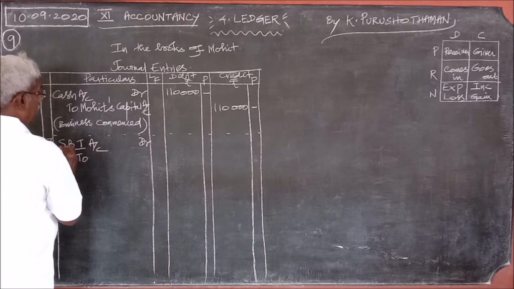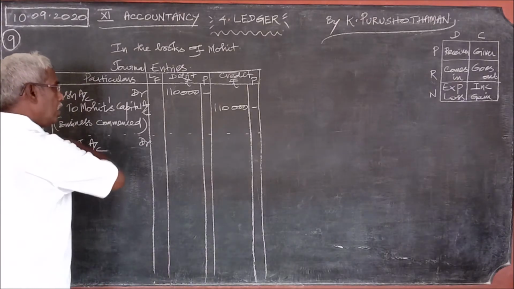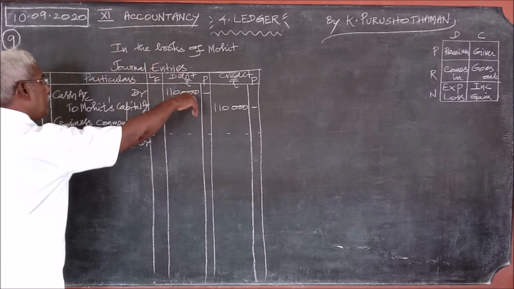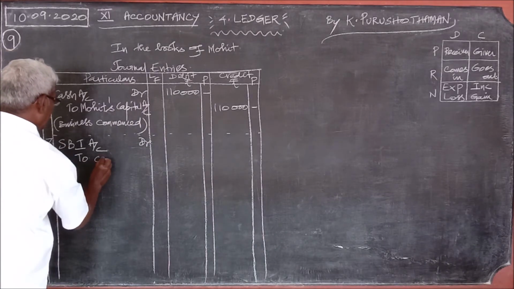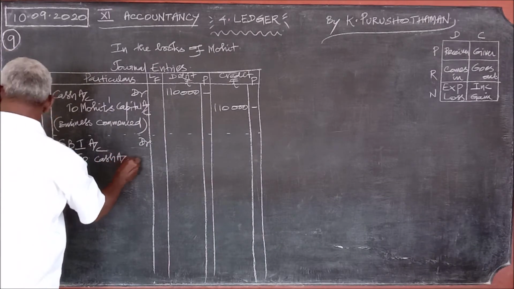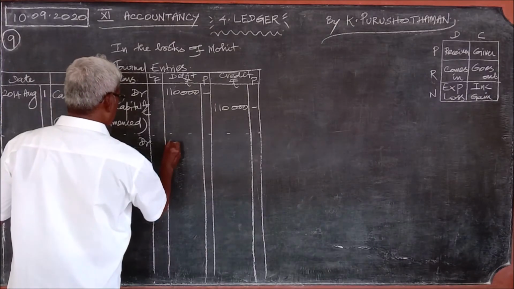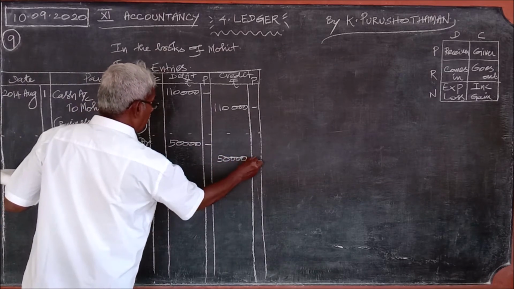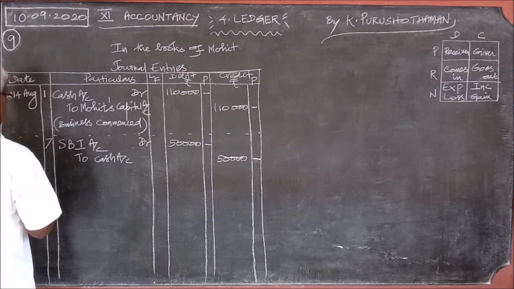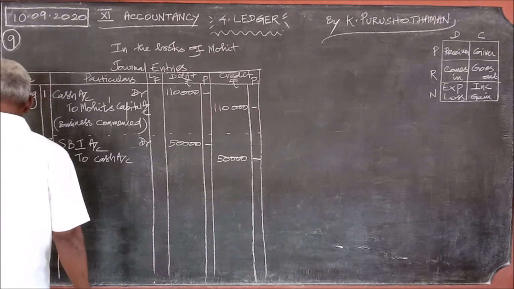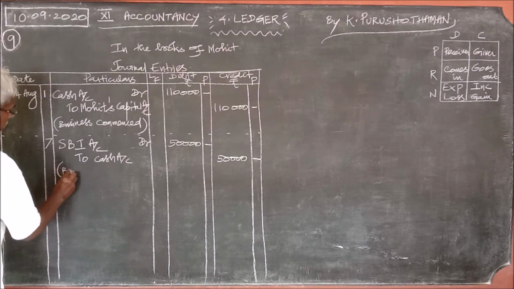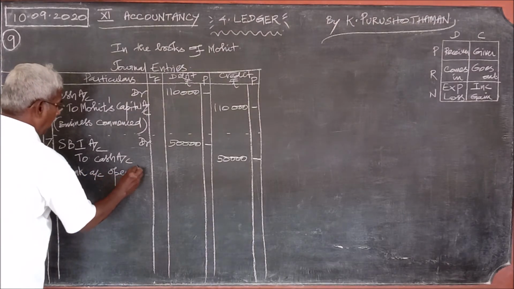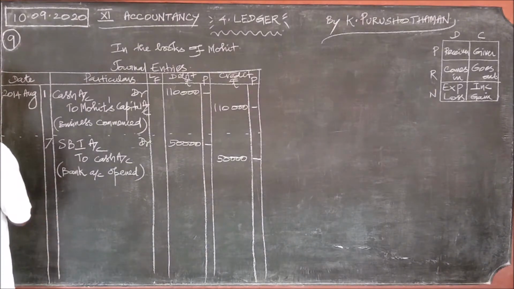When the bank account is opened, the cash goes out of the business, because it should be deposited into State Bank of India, SBI. Therefore, cash goes out, to cash account. What is the amount there? 50,000. Good. This is on 7th, the second transaction. Narration: bank account opened with SBI.